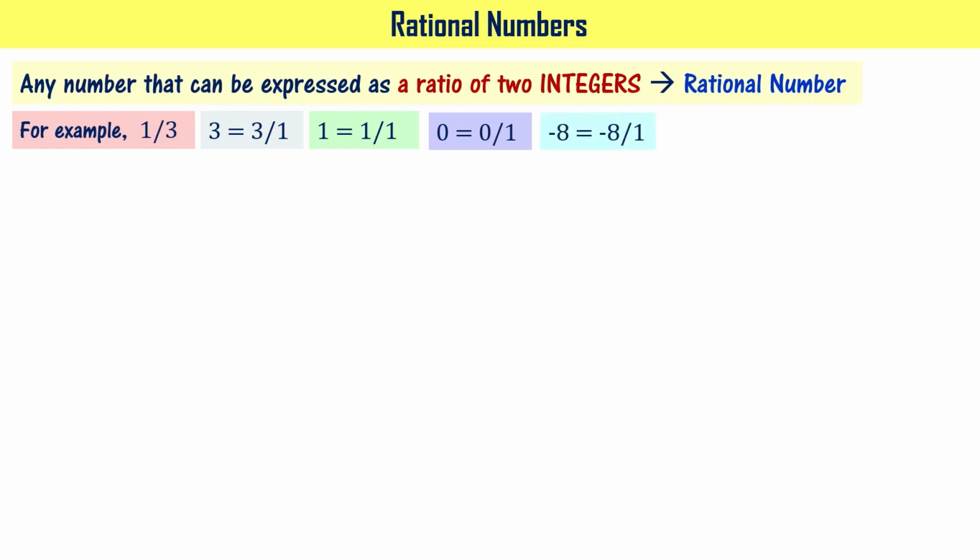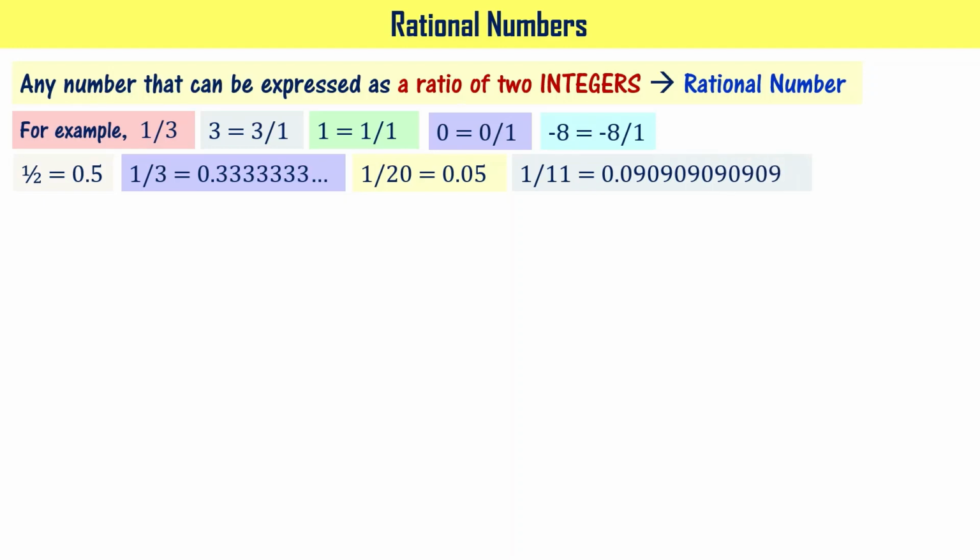Minus 8 is a rational number because it can be written as minus 8 by 1. Half, equal to 0.5, is also a rational number. 0.33333 and so on is a rational number because it can be expressed as a ratio of 1 and 3, that is 1 by 3, right? 1 by 20, that is equal to 0.05, that's why 0.05 is a rational number. And 0.090909 and so on is also a rational number because it can be expressed as a ratio of 1 and 11, right? 1 by 11 equal to 0.090909 and so on.